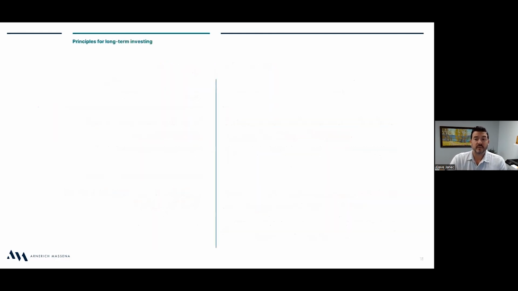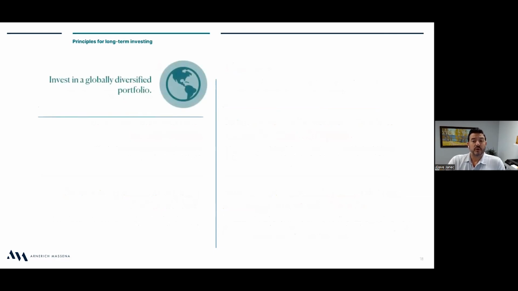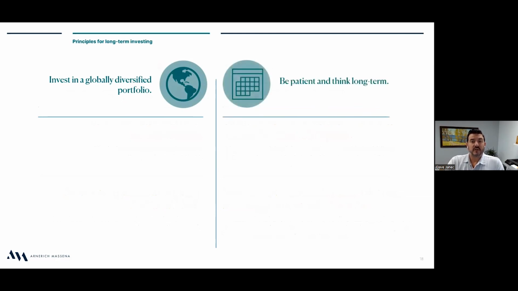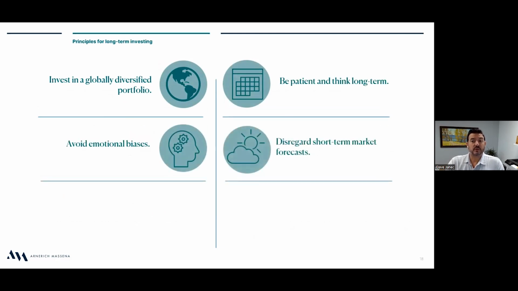So what can we do? You should review your long-term plan, and you should always invest in a globally diversified portfolio. You want to be patient and think long-term. You want to avoid emotional biases. You want to disregard short-term market forecasts. Don't try and time the market. And remember that market corrections are opportunities.